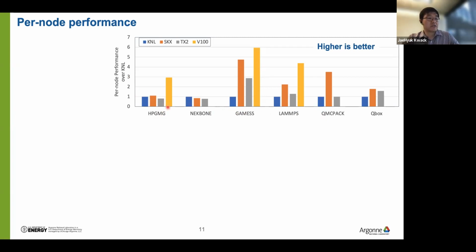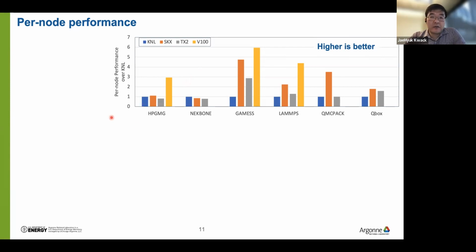For HPGMG, GAMESS and LAMMPS, V100 is always the fastest architecture. Depending on the application, sometimes Skylake is very similar to V100, and sometimes Skylake is even slower than KNL. Since the applications have different algorithms and their performance bottlenecks are different from each other, we cannot easily say that V100 is always 3 times better than Skylake or something like that. Based on the algorithm and the architecture, we have different comparisons.